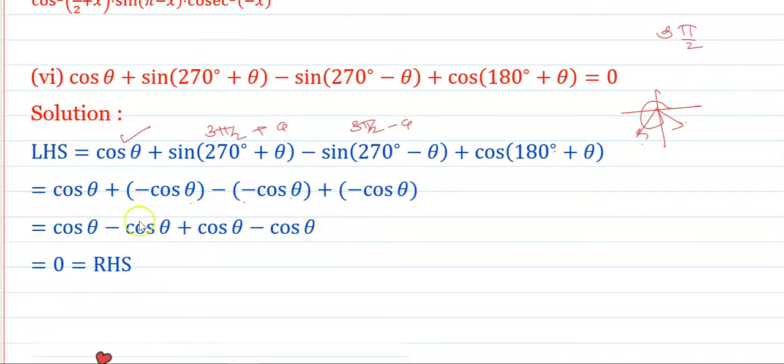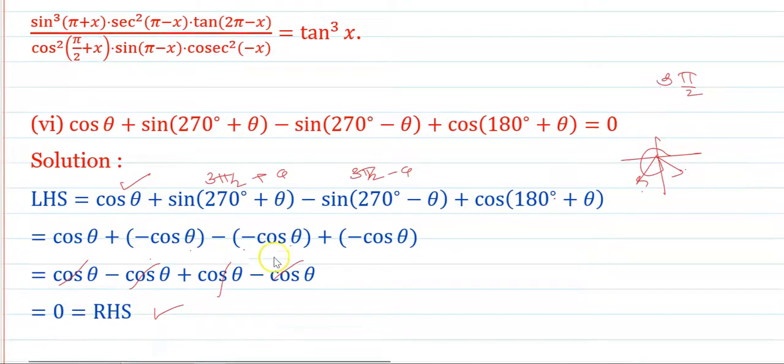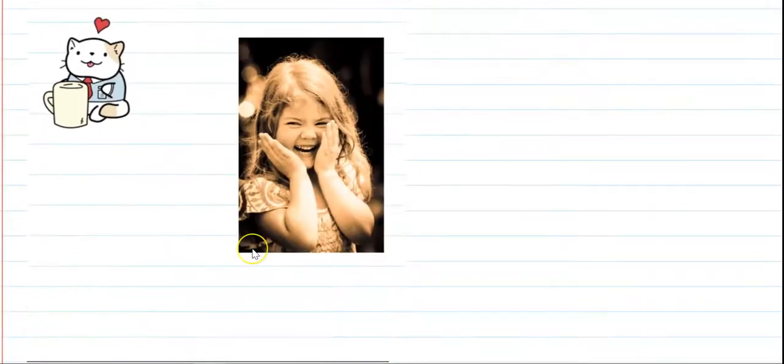Again here minus cos theta. Now see this here. Plus cos theta, minus cos theta get cancelled, and hence you are getting 0, that is equal to RHS, and hence LHS is equal to RHS, and the result is proved. And in this way we have completed exercise 3.2.